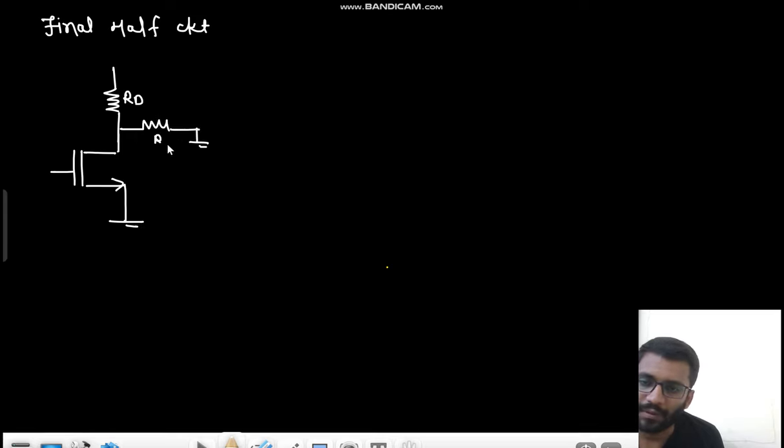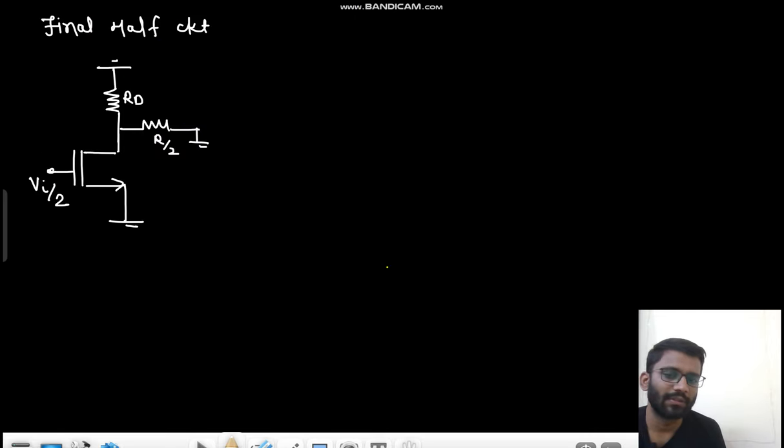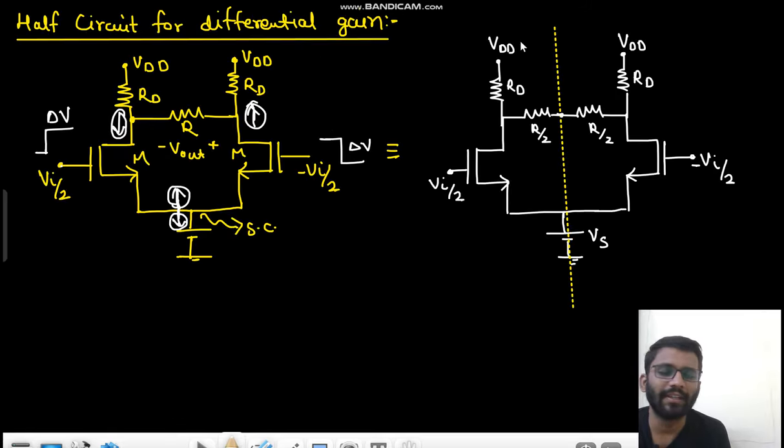This node goes to ground. This is RD. This node goes to ground. Here I have Vin by 2. Okay. Each node goes to ground. This node also goes to ground. So this is the circuit I have. Small signal analysis we are doing. So this VDD is shorted as well. Okay, this VDD is shorted.